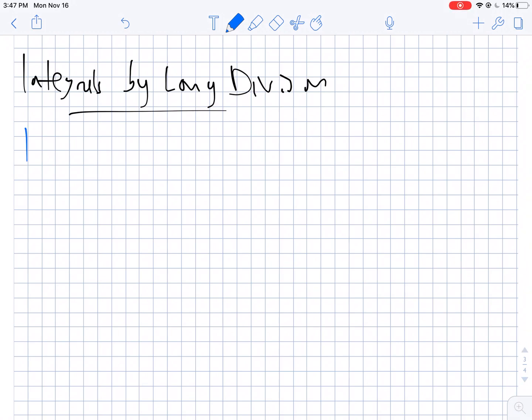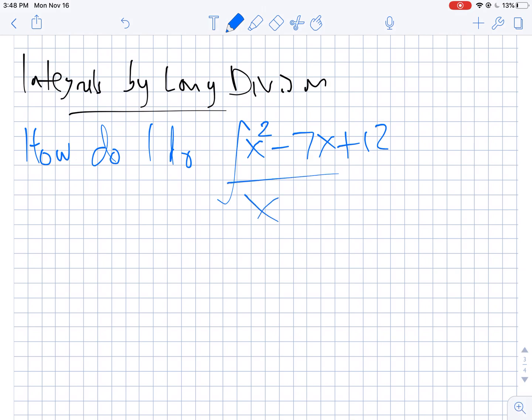And welcome back, guys. So here's the question we're going to ask ourselves today. How do I do an integral like x squared minus 7x plus 12 over x minus 2 dx?